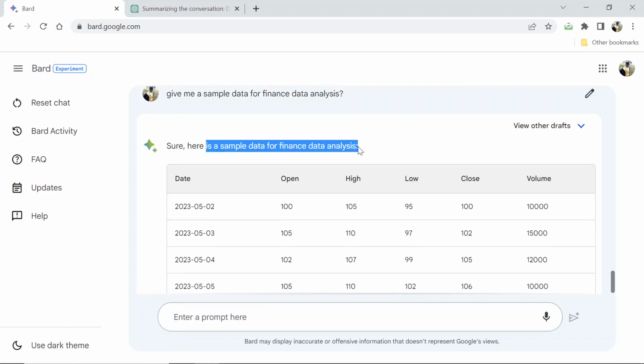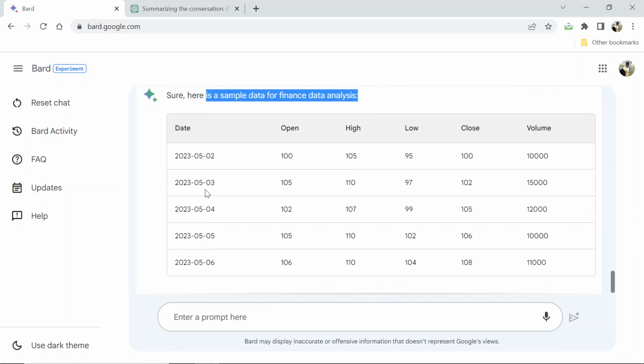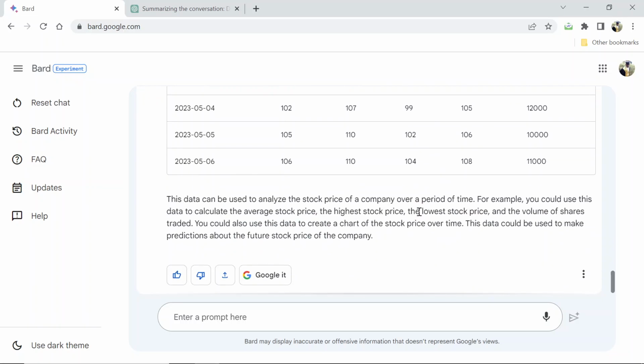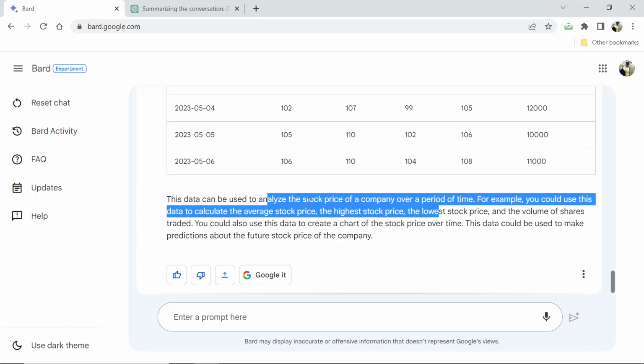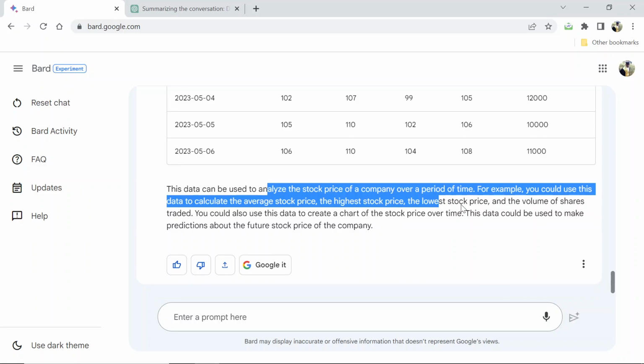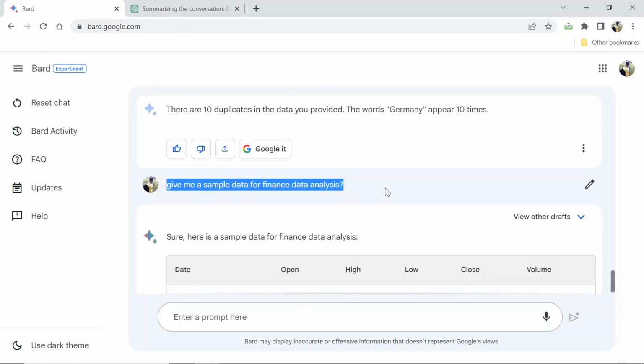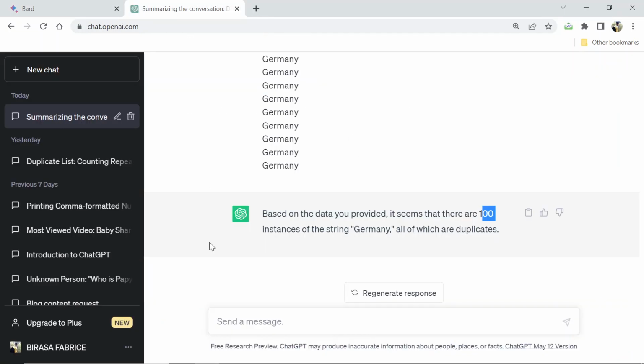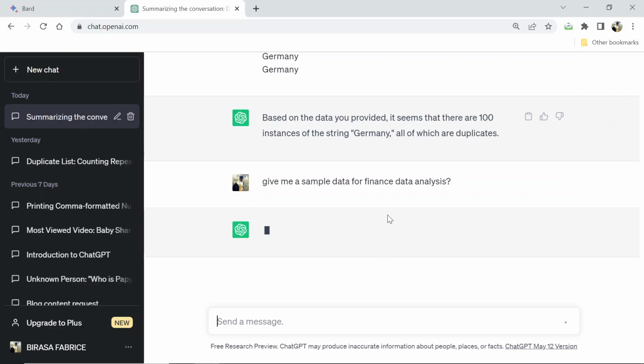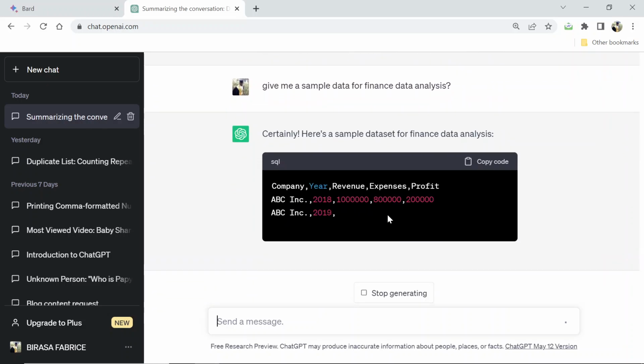Sure, here is a sample data for finance. I have date, open, high, low, close, volume, stock. This data can be used to analyze the stock price of a company over a period of time. This is not bad. Let me ask the same question to ChatGPT and see what comes around.